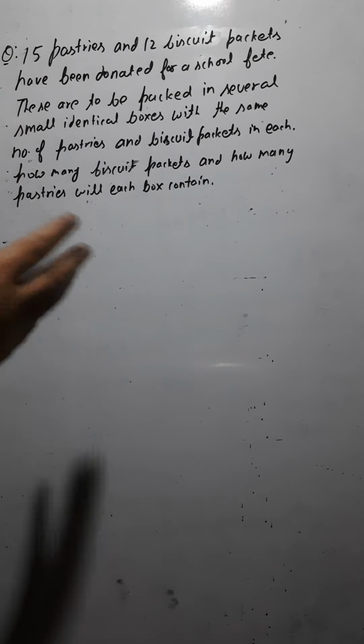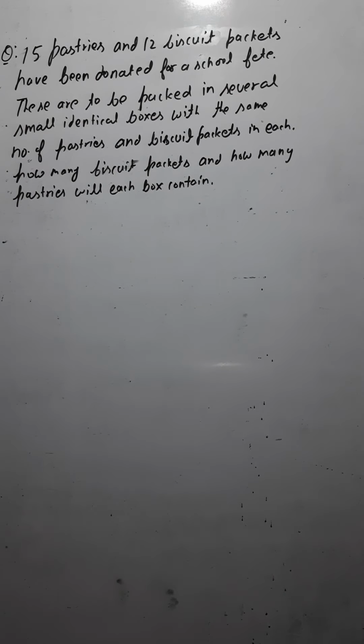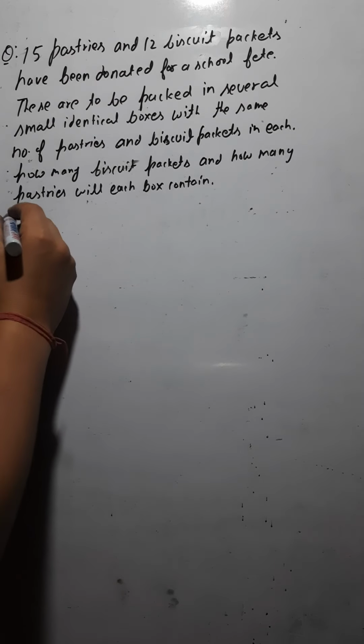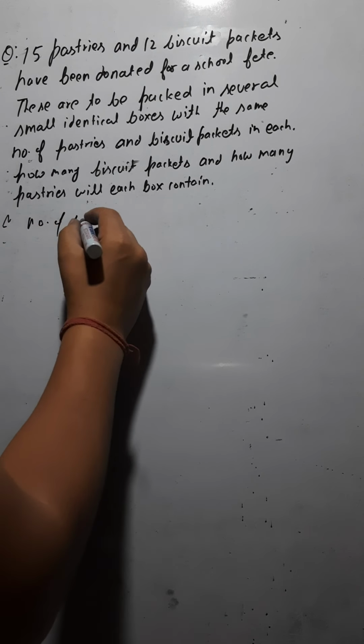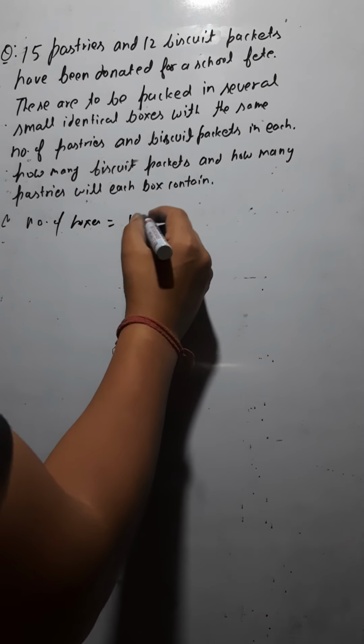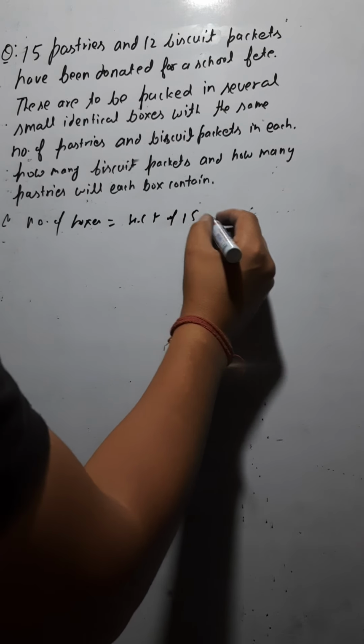So first we have to find out how many boxes are there. So we have to pack these items, 15 pastries and 12 biscuit packets. Okay, so how many boxes would be there? So sure, you have to find out the HCF of 12 and 15. So for finding out the number of boxes, it would be the HCF of 15 and 12.